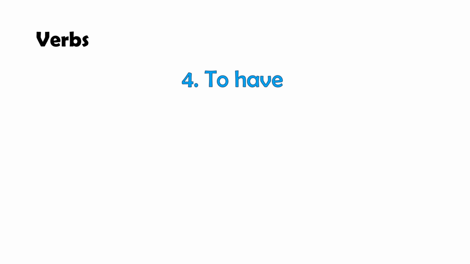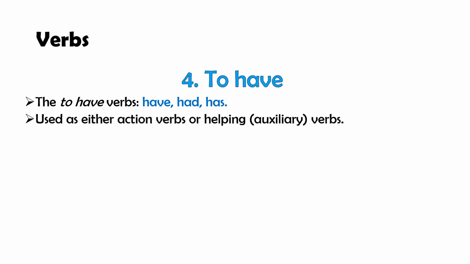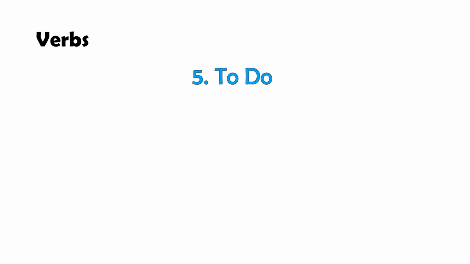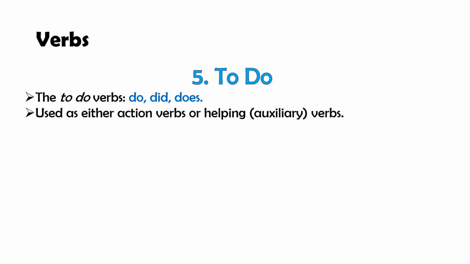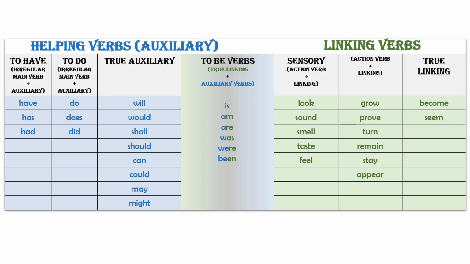The to-have verbs. The to-have verbs are have, had, and has. They are used either as action verbs or helping verbs, also known as auxiliary verbs. The to-do verbs. The to-do verbs are do, did, and does. These are used either as action verbs or helping verbs. Here is a table that gives you a short synopsis of the helping and linking verbs.